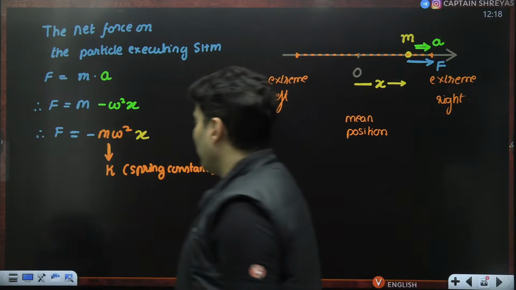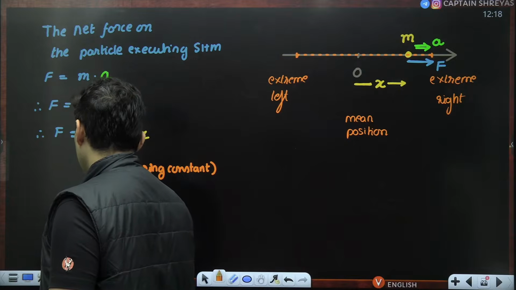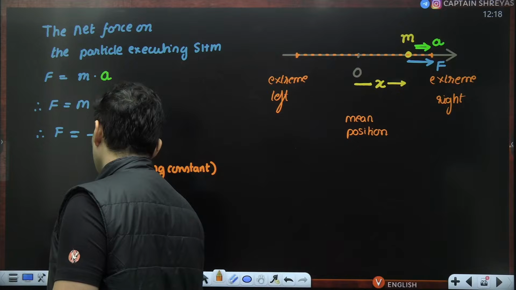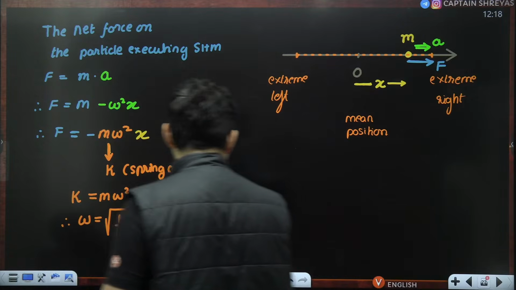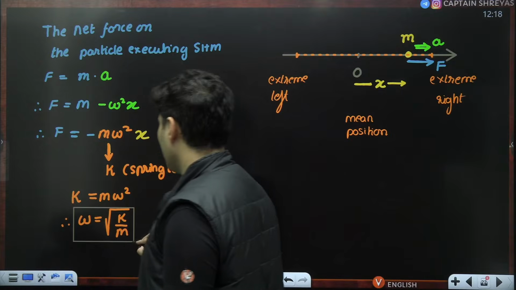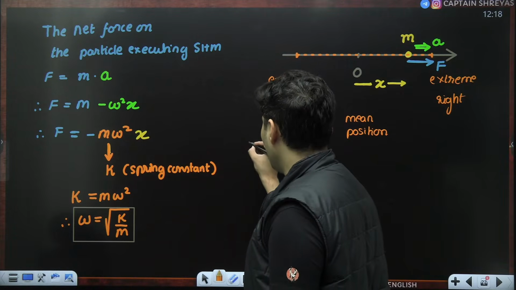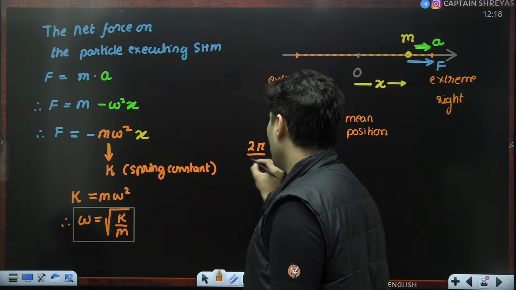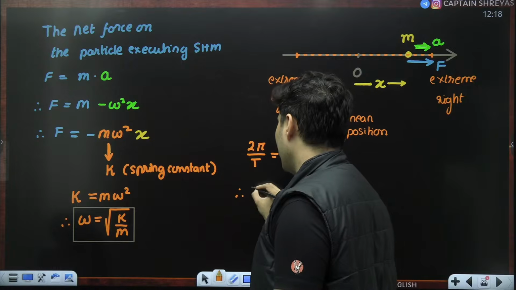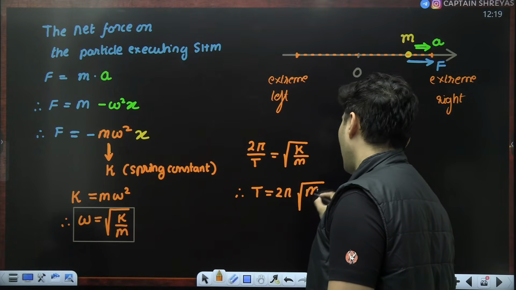So we now got k, therefore k is nothing but m omega square. Therefore omega is nothing but root of k by m. A very important formula which I feel you should remember for solving many of the questions. Omega is root k over m. But also we know omega is 2 pi by time period. So therefore I also get the time period as 2 pi root of m by k.